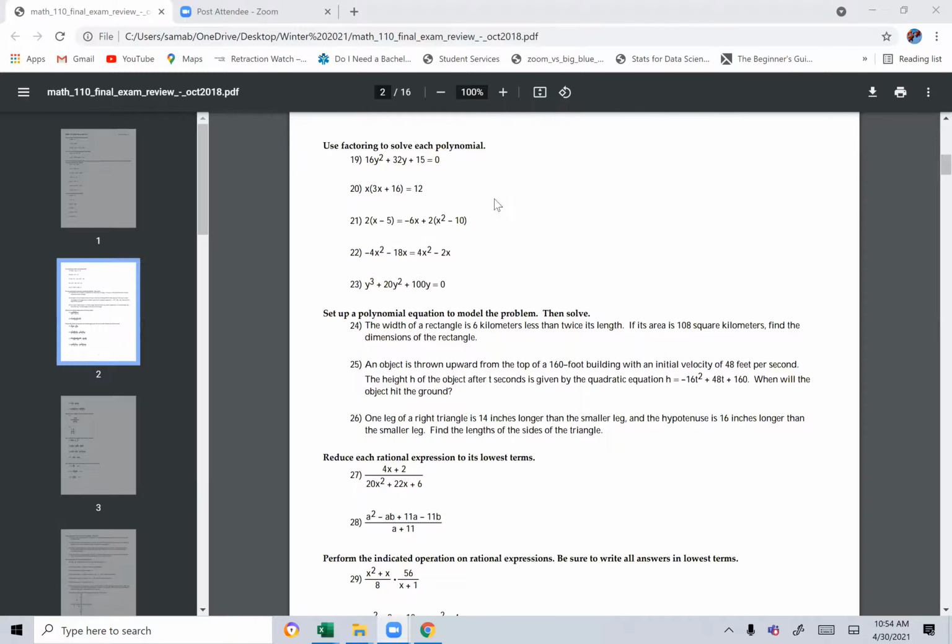Use factoring to solve each polynomial. Now he's gonna give you an equation and he's gonna ask you to solve it. So let's pick one of those. Which one shall we pick? Let's pick 22.